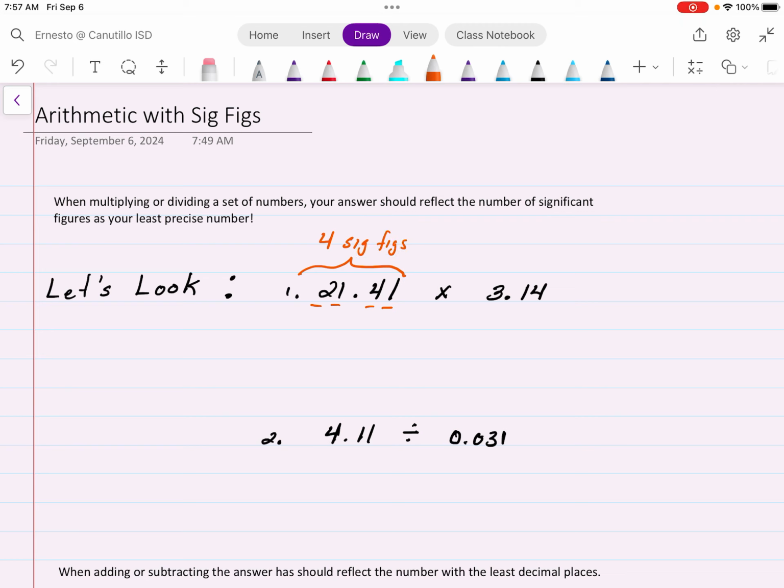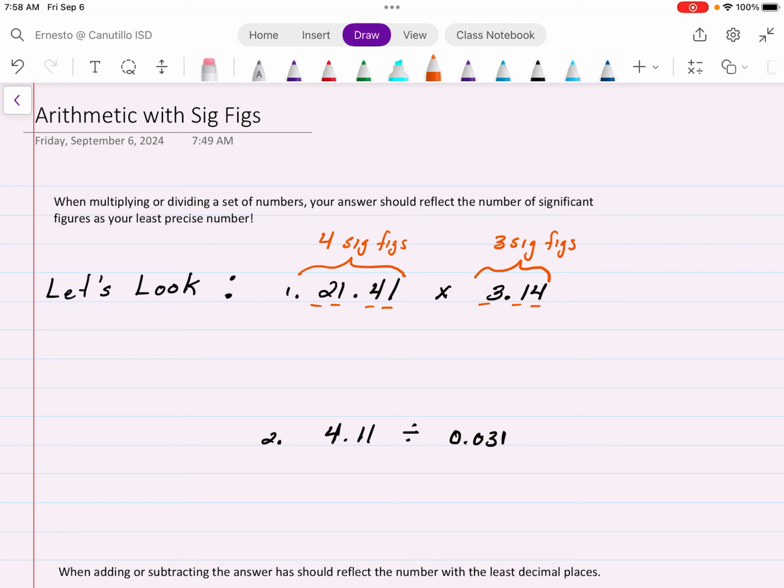Let's take a look at our next number. In this case, we're multiplying by 3.14. Again, these are all non-zero numbers, and because they're all non-zero, they're all significant. So this one has 3 significant figures.